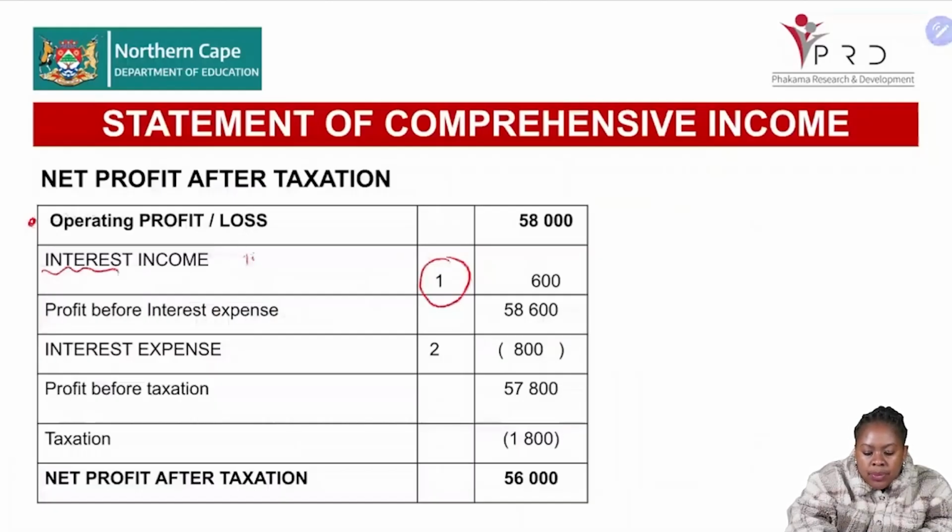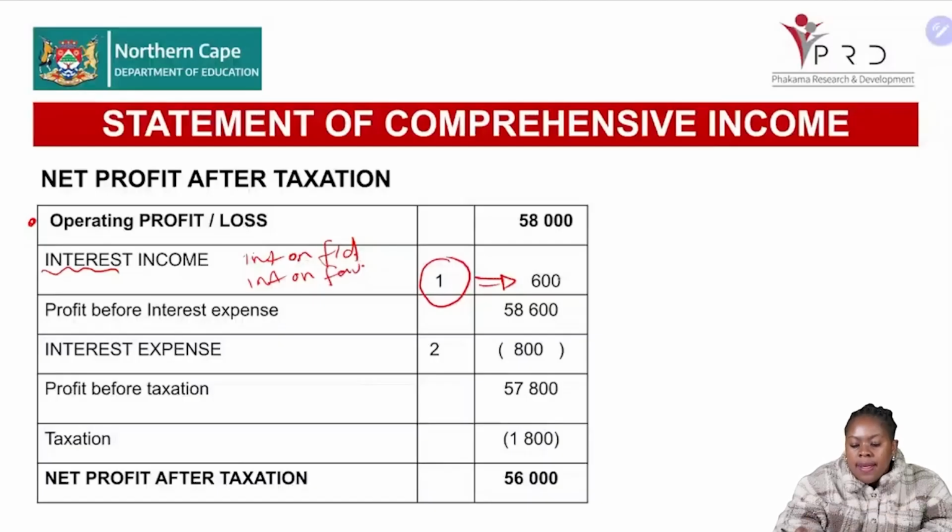Interest on fixed deposit, interest on a favorable balance, and so forth. So all the interests you're going to add together to give you this amount. In this case, we have 600. Then what do you do? You say your operating profit plus your interest will give you your profit before interest expense. Do you see that? That will give you 58,600.